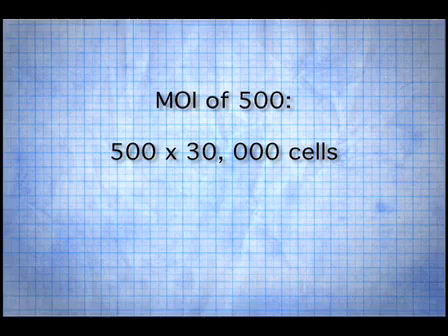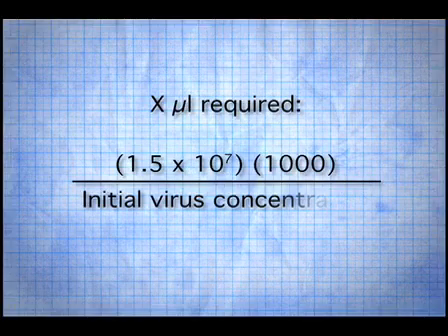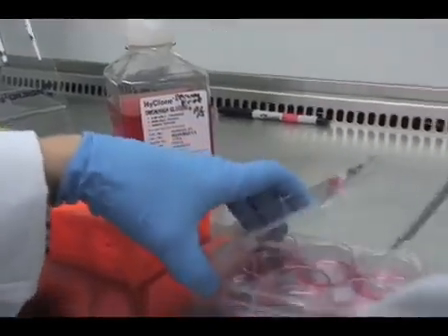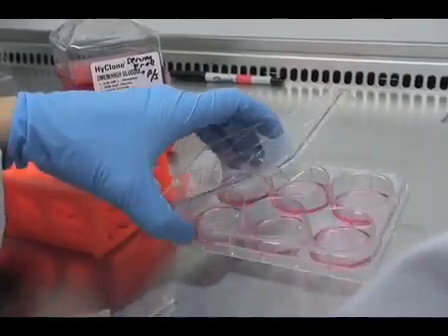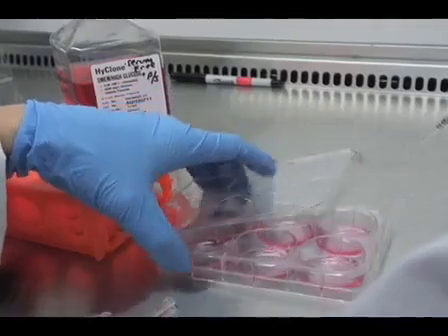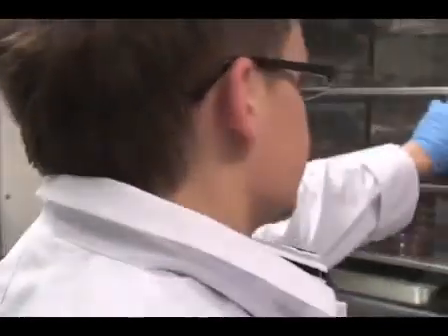To calculate the MOI, use the following equation. Begin by calculating the number of viruses required, which can be accomplished by multiplying the target MOI, in this case 500, by the number of cells per well, or 30,000. To determine the volume of virus stock that should be used, multiply the virus number by 1,000 and divide this by the initial concentration of the virus. In this case, we will add 1.5 microliters of virus stock to each well that is to be infected. Gently rock the plate to disperse the virus and place the plate in the 37-degree incubator overnight.